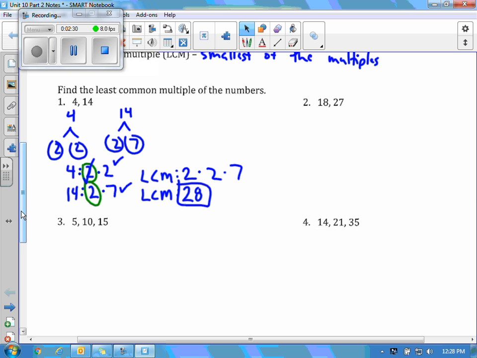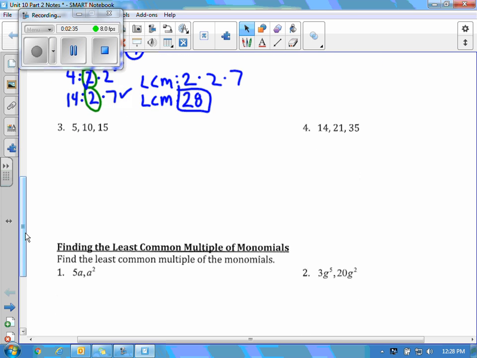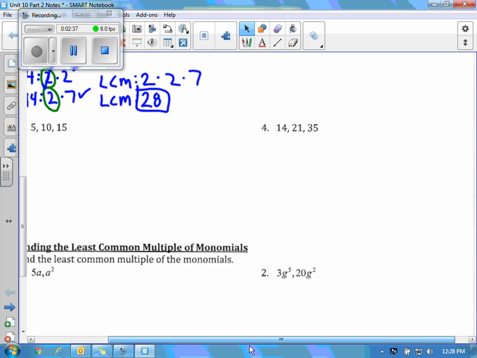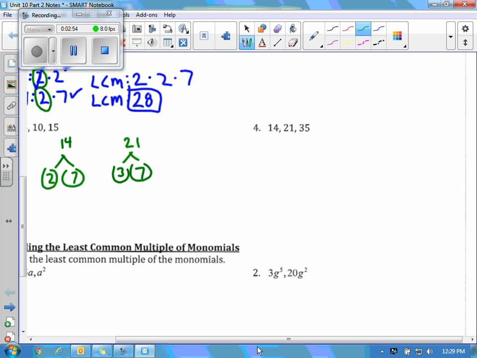Number 2, I'll let you do. I'm going to go over how to do number 4, and then you can go back and do number 3. So I'm going to be looking at number 4. I'm going to start the same way. I need to do a factor tree for every number. So for 14, my factors are 2 and 7. Go ahead and circle those because they're both prime. For 21, I'll have 3 and 7. I can circle those. Those are both prime. And for 35, I'm going to have 5 and 7. I can circle those because they're both prime.